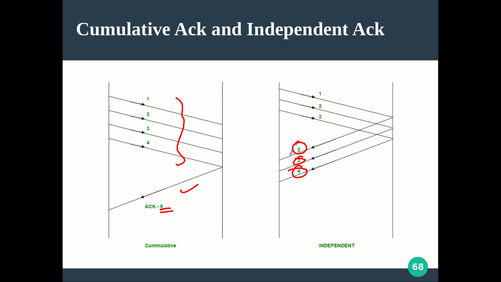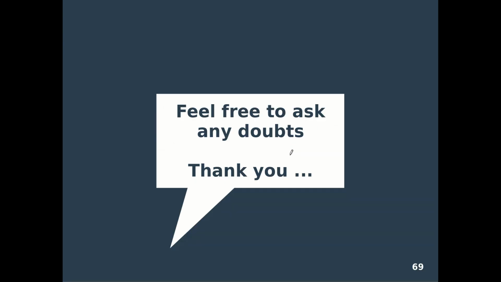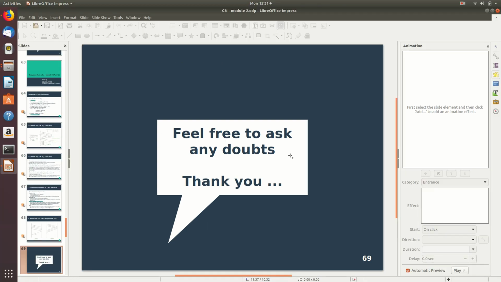So that's all. With this we are winding up our discussion on the Go-Back-N protocol. Hope you understand: in Go-Back-N the sender window size is N, the receiver window size is just 1 always, and the acknowledgement concept it uses is preferably cumulative acknowledgement. Thank you. Next we will see the sliding window protocol, that is the Selective Repeat sliding window protocol.